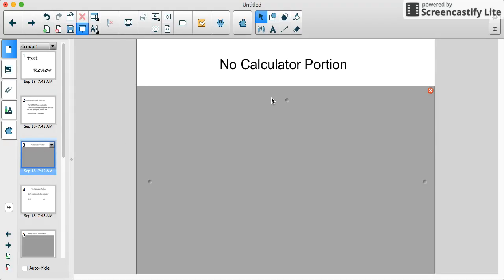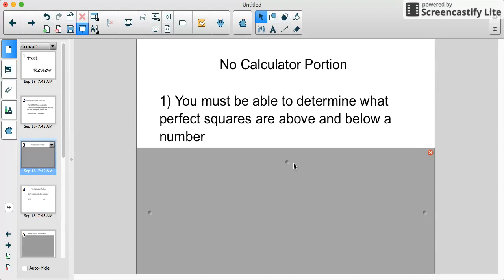For the no calculator portion, you must be able to determine what perfect squares are above and below a number. If I give you the number 37, you should be able to tell me that the perfect square below it is 36 and the perfect square above it is 49. Another example would be if I give you the number 53. The square root of 53 will fall between the perfect square, 49, and the perfect square, 64.